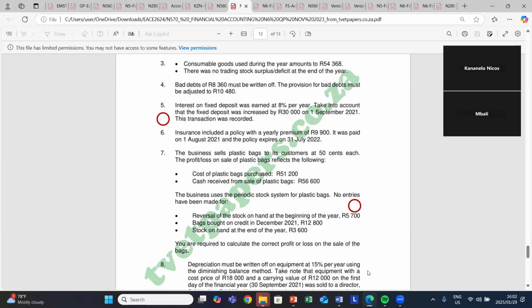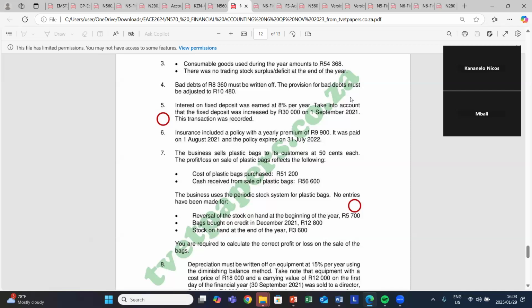And then the business uses a periodic stock system for plastic bags. No entries have been made. They gave you stock on hand at the beginning of the year, 5,700, meaning it's opening stock. Bags bought on credit, 12,800. And then also they gave you stock on hand, our closing stock, which was 3,600. Why would they bother giving us these things? They say that we should calculate the profit or loss that we made when we sold our things.